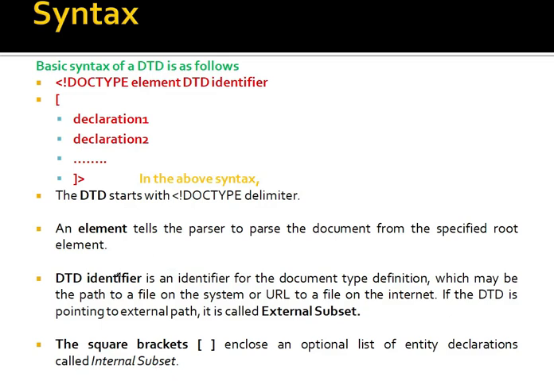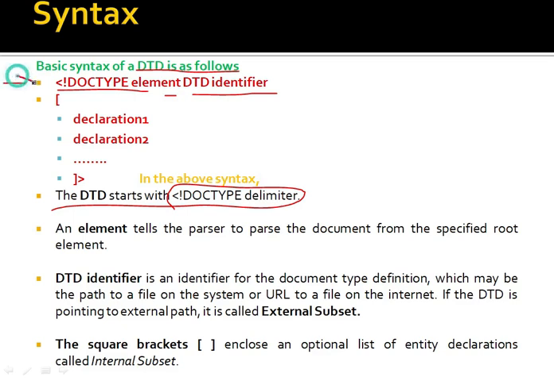So we'll see the basic syntax of a DTD. It is like this: the doc type, element, and DTD identifier. The DTD starts with a doc type. If you look at this syntax, it starts with a doc type delimiter.